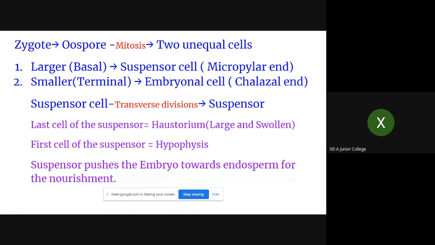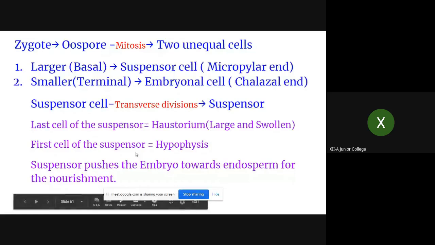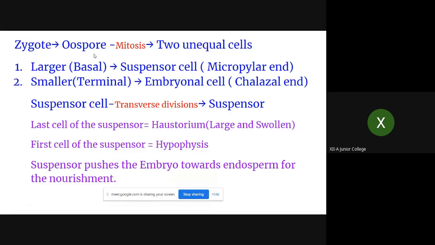As I said, the zygote forms a wall around itself and produces the oospore. Now this oospore, by mitotic division, divides into two unequal cells. Try to understand, we are talking about the zygote, which by forming a wall around itself forms the oospore, and that oospore divides mitotically to form two unequal cells. Which is larger and which is smaller, you need to remember, because further development of the embryo is related to these two important cells.